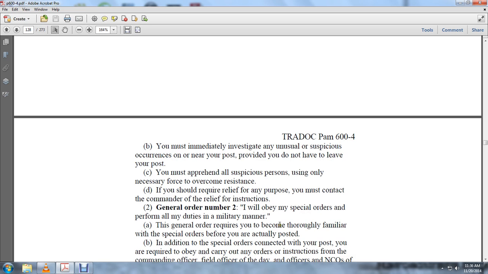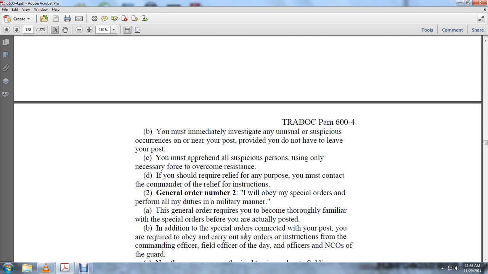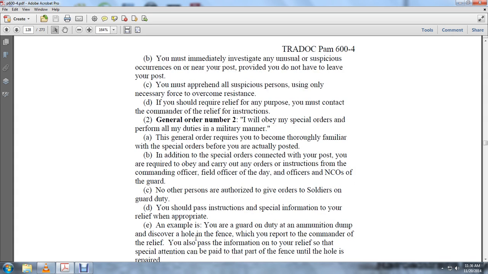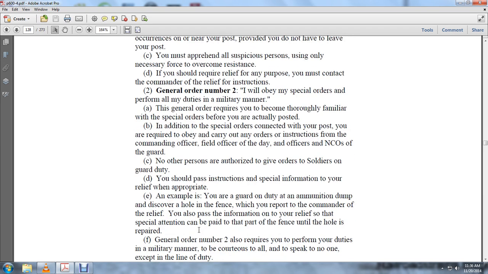In addition to the special orders connected with your post, you are required to obey and carry out any orders and instructions from the commanding officer, field officer of the day, officers, or non-commissioned officers of the guard. No other persons are authorized to give orders to soldiers on guard duty. Example: you are assigned the duty of guarding an ammunition dump and you discover a hole in the fence. You must report to the commander of the relief so that special protection can be provided for that part of the fence until the hole is repaired.